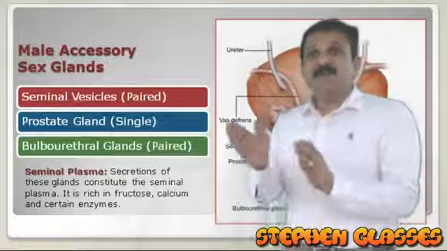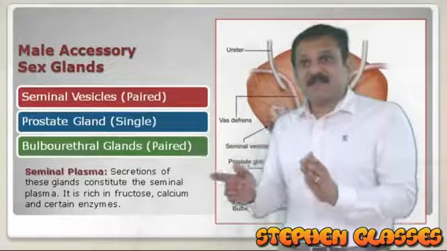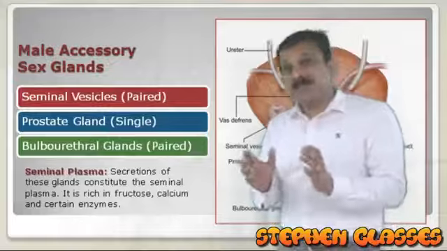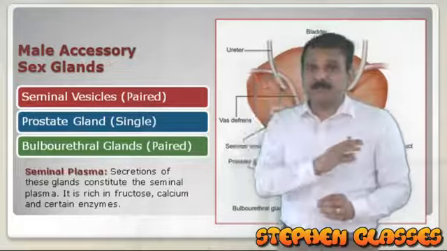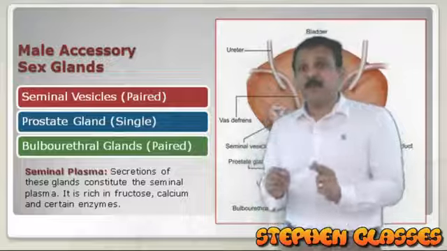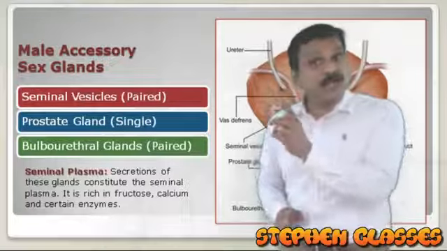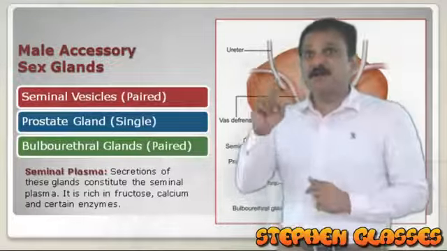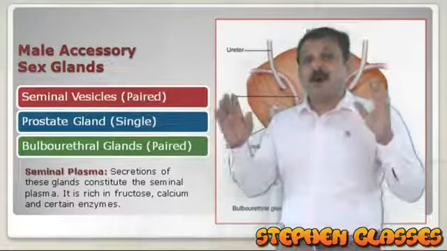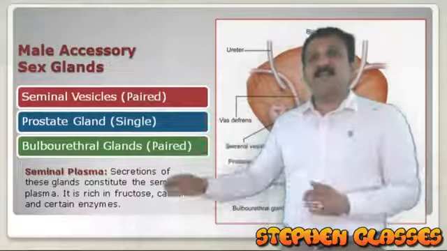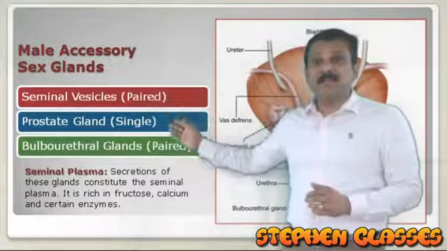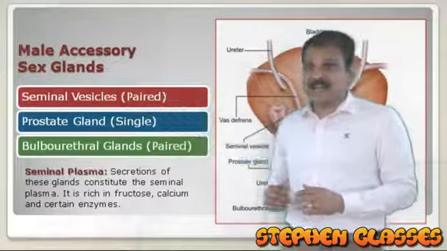So along with the sperm cells, when seminal plasma is added to the sperm cells, it will form the semen, or the seminal fluid. So seminal fluid will contain not only the sperm cells but also the seminal plasma in it. So seminal plasma is actually coming from these three accessory sex glands.